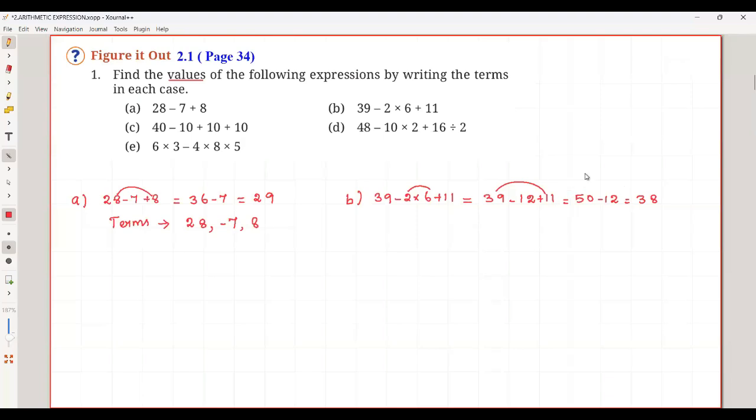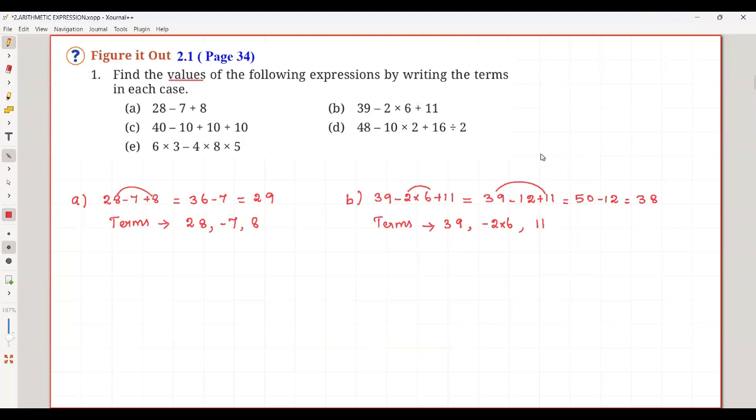So we have to go along with the BODMAS rule. Therefore, we will not get any wrong answer; we will get the correct answer. Now we have to identify how many terms. For B1, what are the terms? 39 is one term, comma, minus 2 into 6 is a single term, and 11 is another term. Only plus and minus separate the terms. Here minus is separating the term, and plus is separating the term.